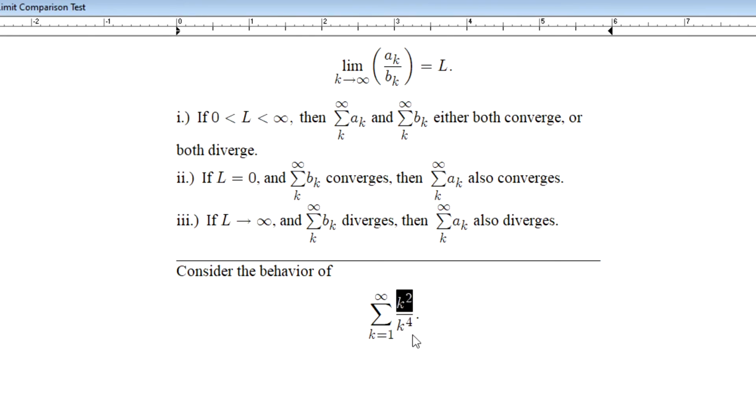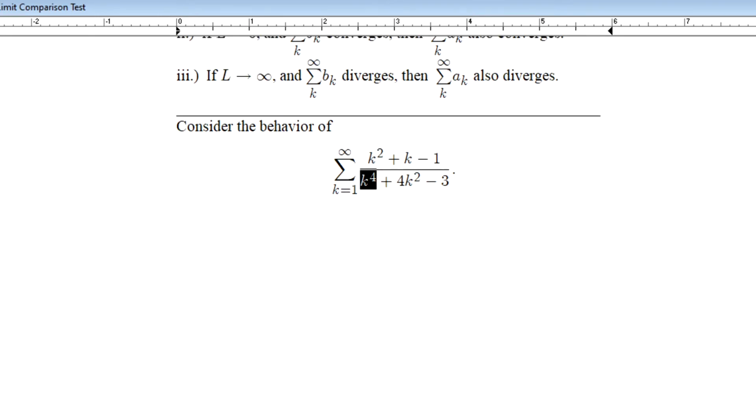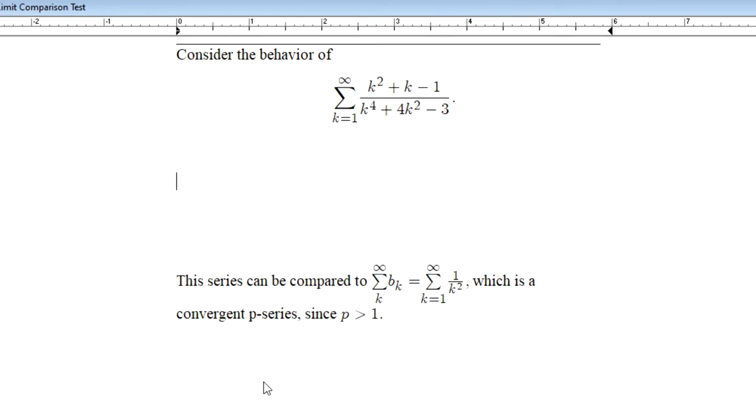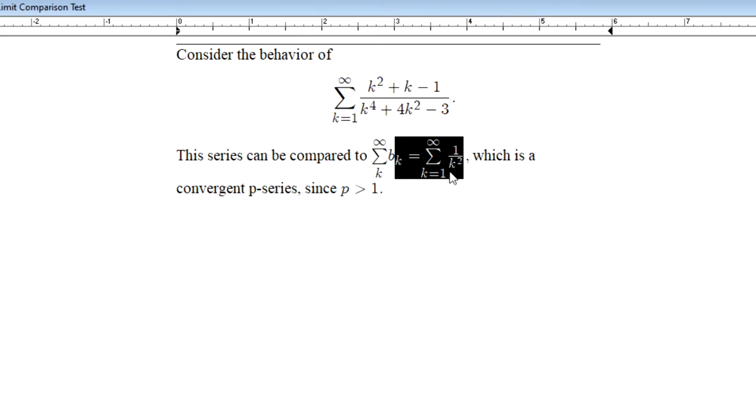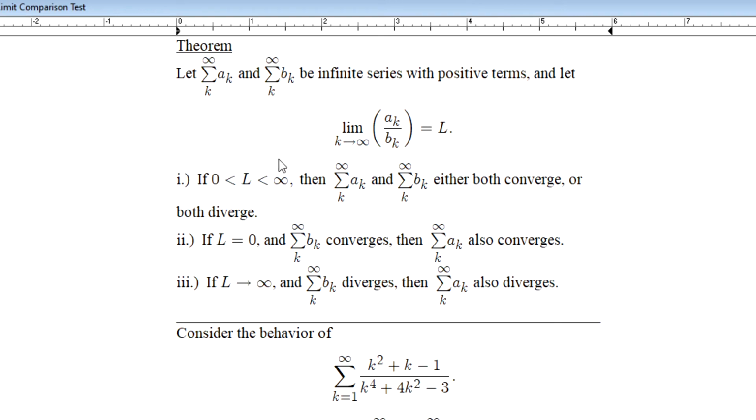Again, I determined that known series by considering the behavior for the numerator, what causes the overall behavior in the numerator, and that's k squared, and what is a major influencer in the behavior of the denominator, and that's k to the fourth. Putting those in ratio together, we can see that our comparison series would be 1 over k squared. So this series can be compared to the series 1 over k squared, which we know is the convergent P series, since P is greater than 1. Now in the limit comparison test, what we're going to do with the given series a sub k and our known series b sub k is compare them as this ratio and evaluate the limit of that ratio, where that limit is going to be declared as the value of L.